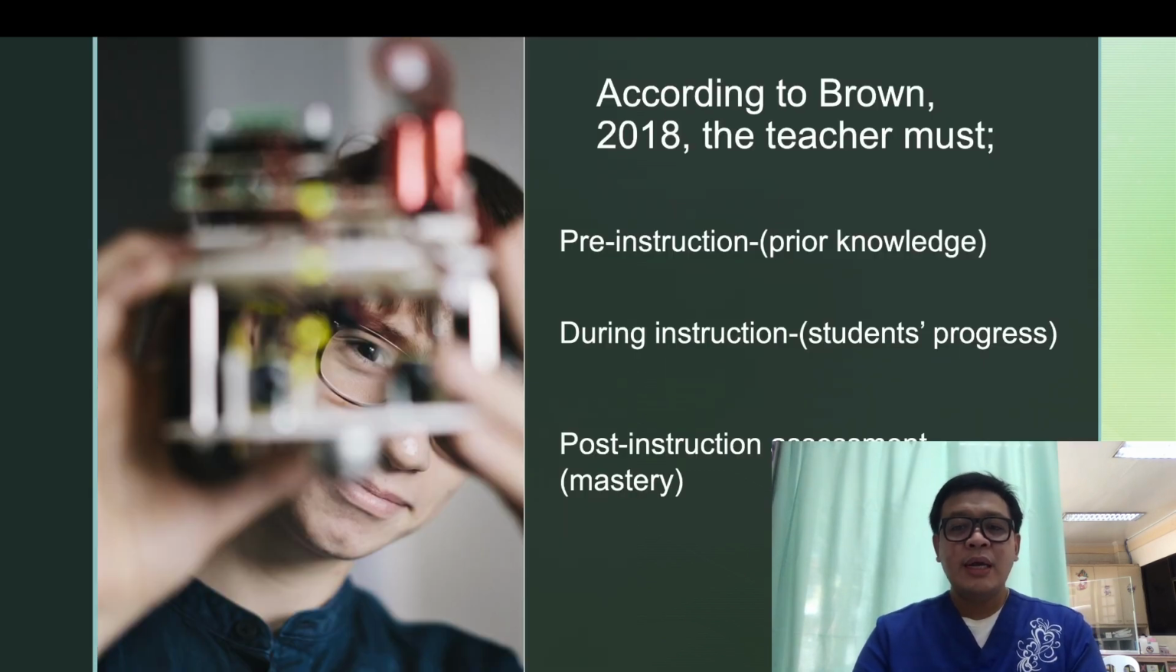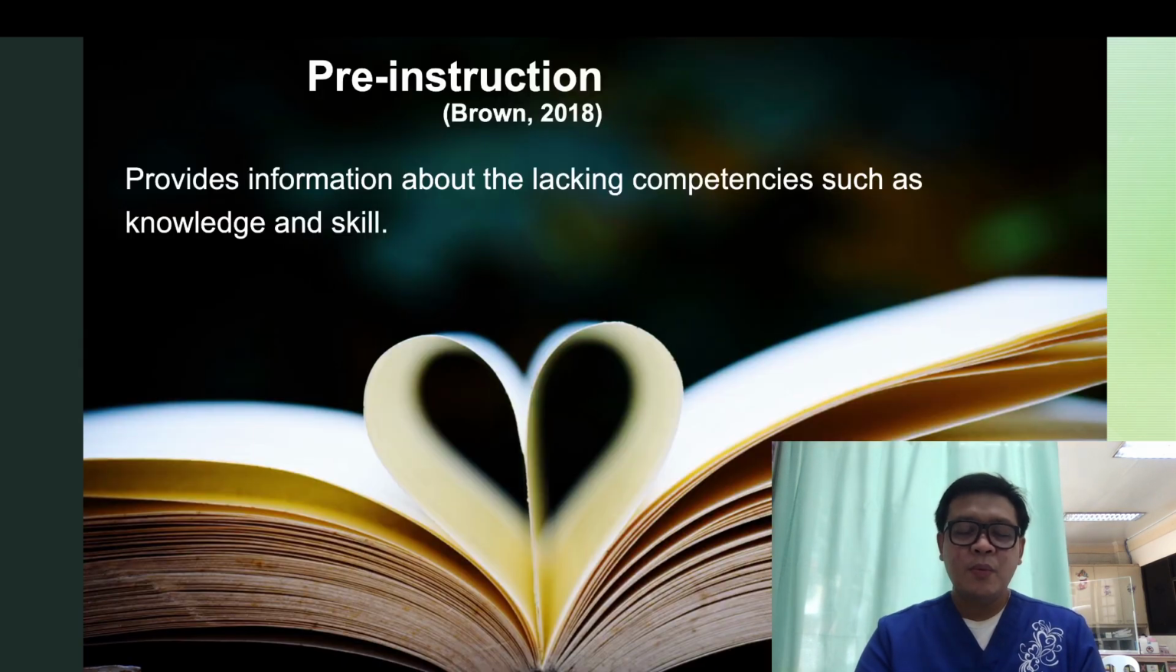According to Brown, teachers must do number one, pre-instruction or prior knowledge, number two, during instruction or students' progress, and number three, post-instruction assessment or the mastery. So we are going to tackle this one by one. Let's talk about pre-instruction. According to Brown of 2018, this provides information about the lacking competencies such as knowledge and skills.